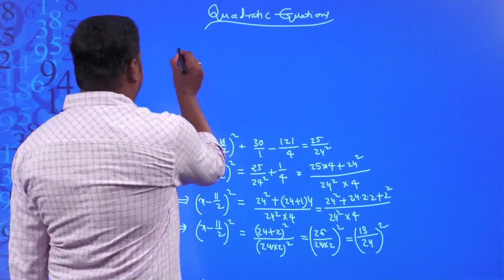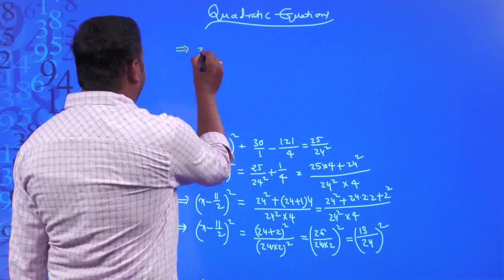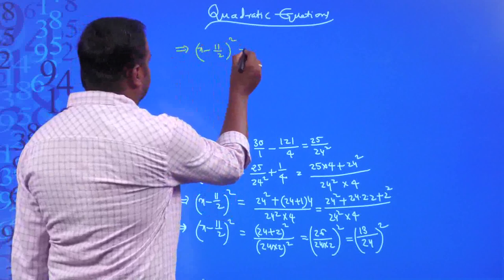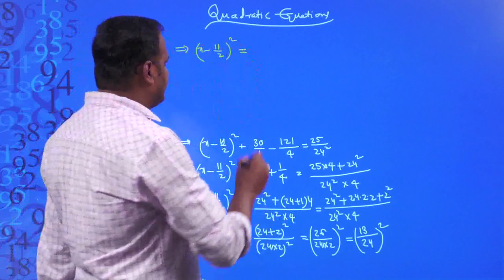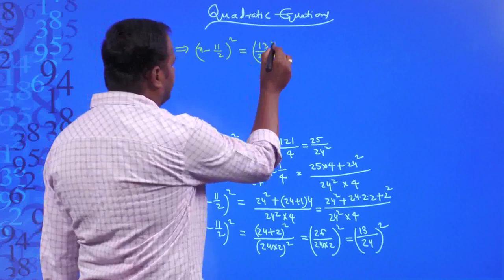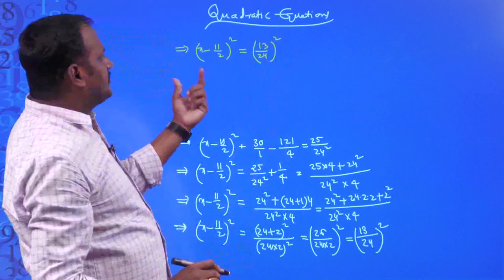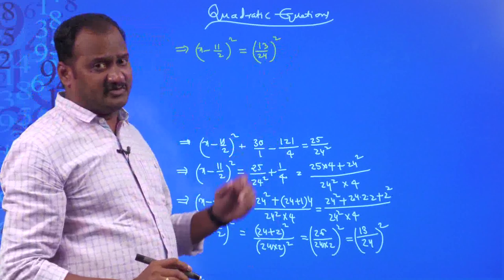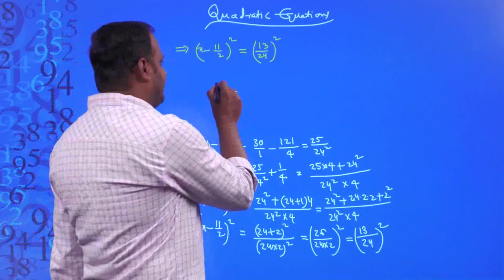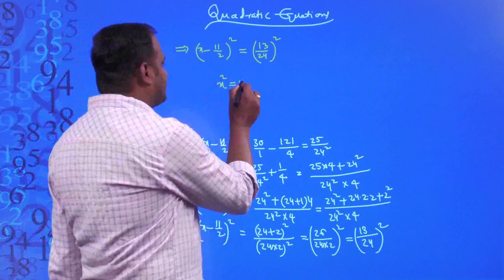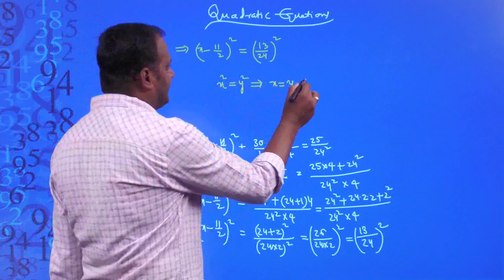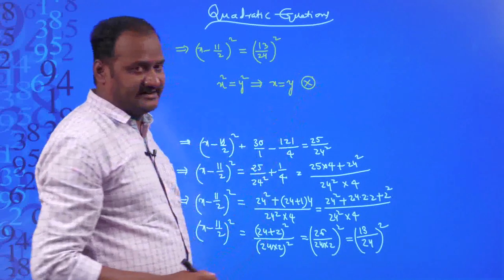X minus 11 divided by 2 whole square is equal to 13 divided by 24 whole square. See, left hand side has a square and right hand side has a square. Can we remove both the squares? We should not remove like that, because if I have x square is equal to y square, can I write x is equal to y? It is absolutely wrong. I should not write that.